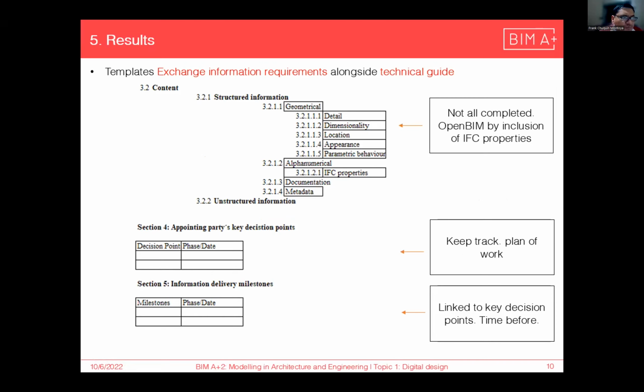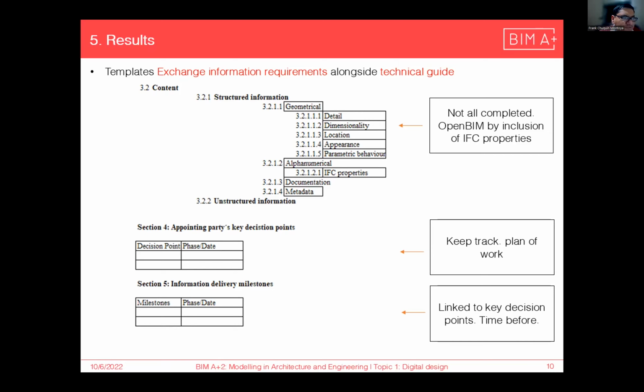3 elements compose the structured information: geometrical, alphanumerical, and documentation. The metadata is closely connected to alphanumerical information, and an OpenBIM approach can be included by considering IFC properties, sets for objects, for instance, fire rating, acoustic rating, warranty, manufacturer conditions, and service life. Also, unstructured information is the one that is not machine readable and needs to be interpretable by a person.